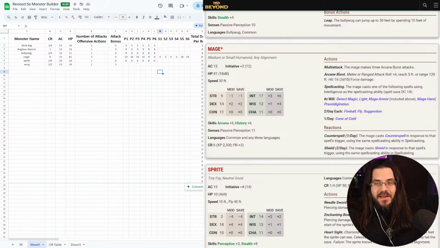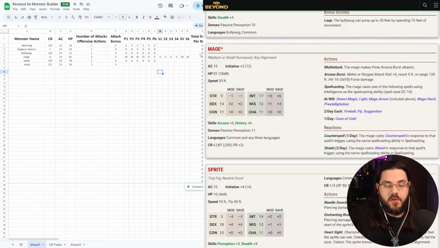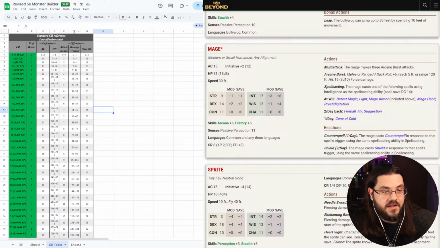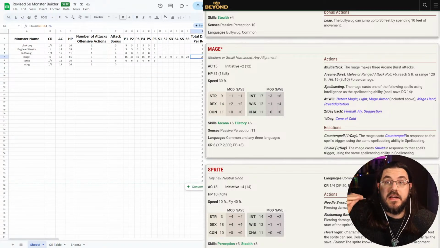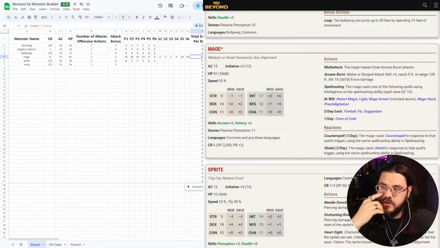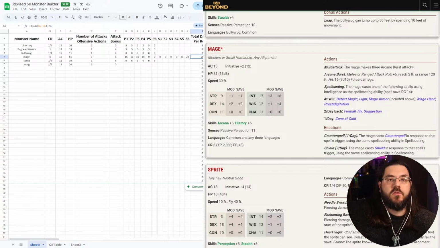And then that means that when you're looking at the table of the offensive damage per round, it might have a pretty significant impact. So in the case of the mage, if you don't account for the fireball, you'd assume that they would do 48 damage per round. If you do account for the fireball, then they are doing on average 60 damage per round, and that might shunt them into a different bracket.